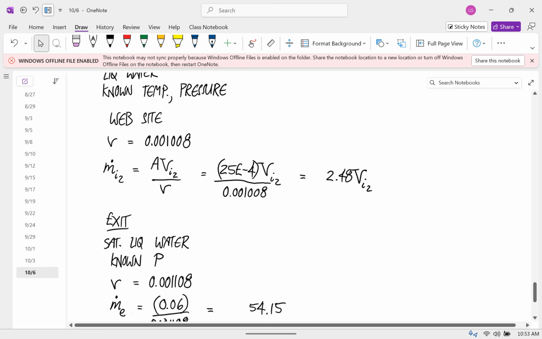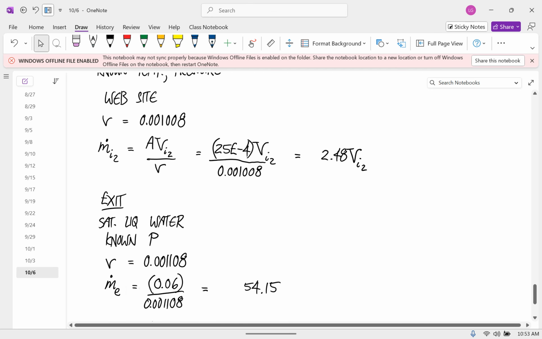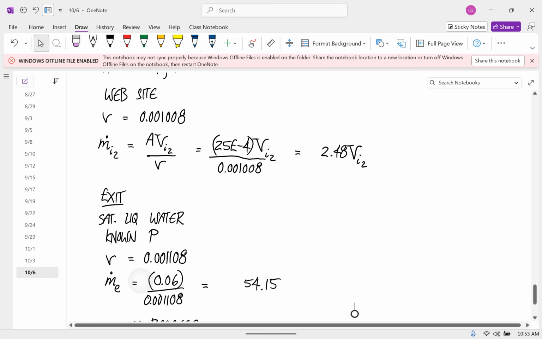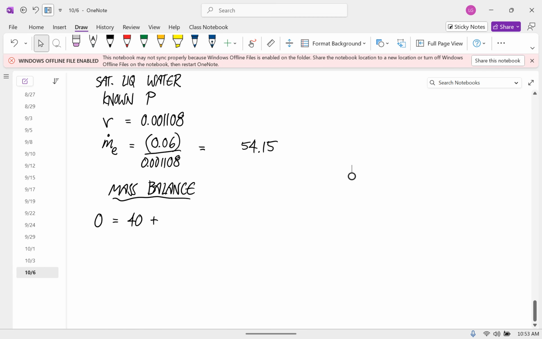So we have 40 plus our rate of mass flow at the inlet 2, which is 2.48 times the speed at inlet 2, then minus 54.15. And now you can calculate that V. You can calculate the mass flow rates, everything you need.